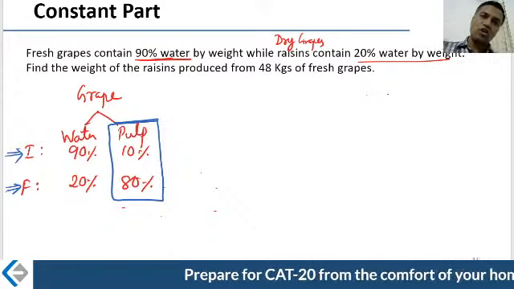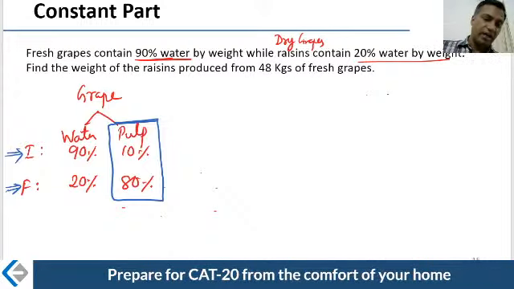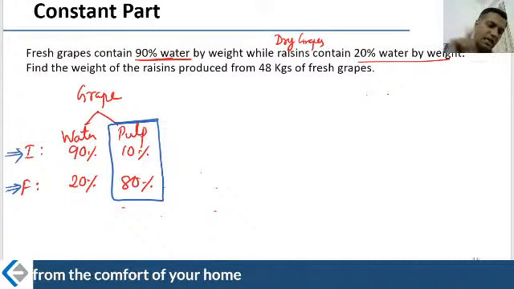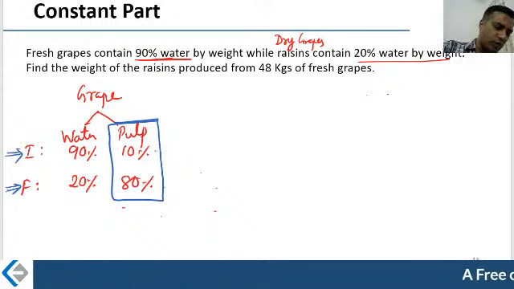Therefore, water got changed. The pulp you did not burn. Hey, did you burn the pulp there? No, absolutely. You did not burn the pulp there. You only evaporated water through this process. Therefore, pulp is constant. How do you write it, friends? What is this 10% here?